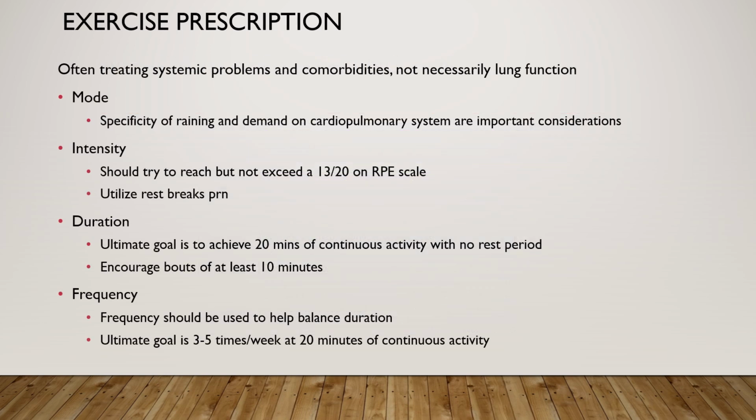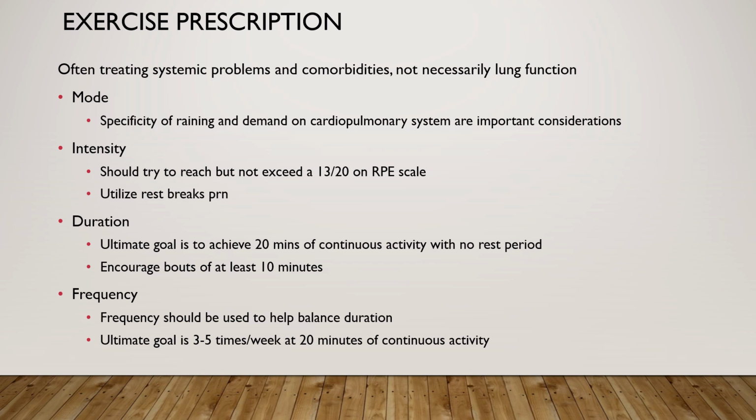So exercise prescription of these patients. We're often treating systemic problems and comorbidities, not necessarily lung function, and so we want to consider what their functional capacity is, what their pulmonary aerobic capacity is. And so our specificity of training and demand on the cardiopulmonary system are important considerations when selecting our mode. We want to make it patient applicable. And again, we are trying to restore or maximize function in somebody who is significantly declined. And so creating interventions that provide meaning and purpose and restoration to what the patient's real function is going to be very important in our selection of exercises.